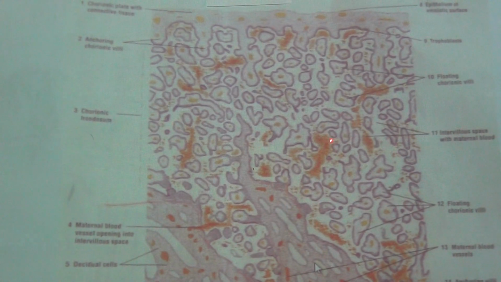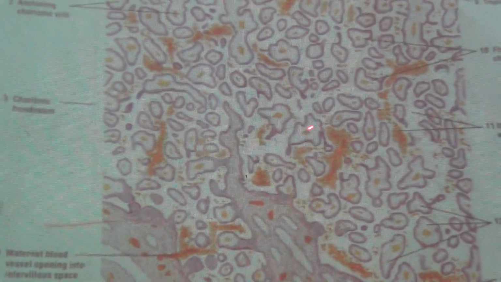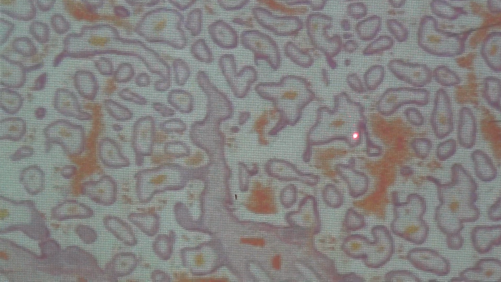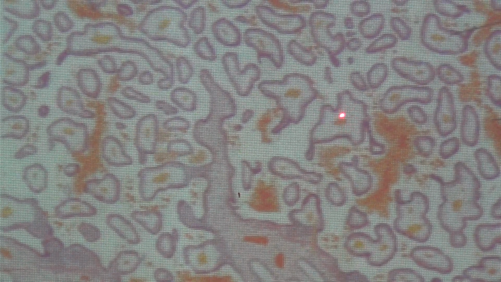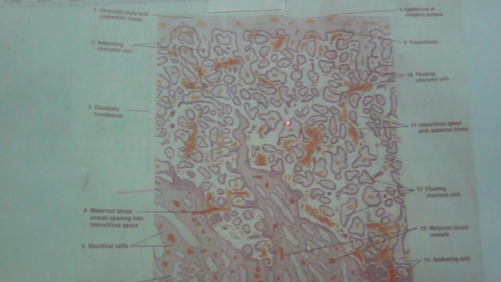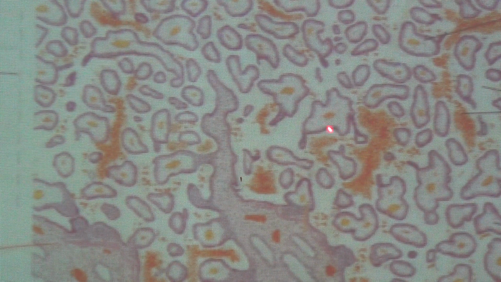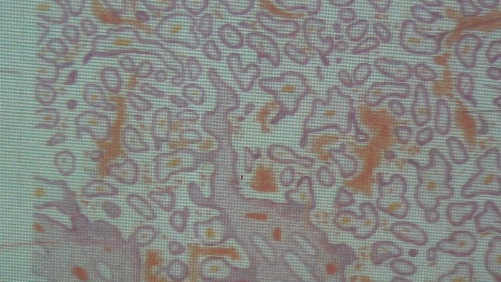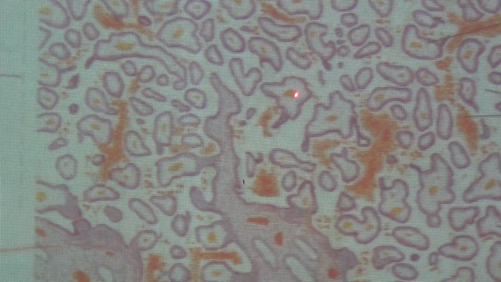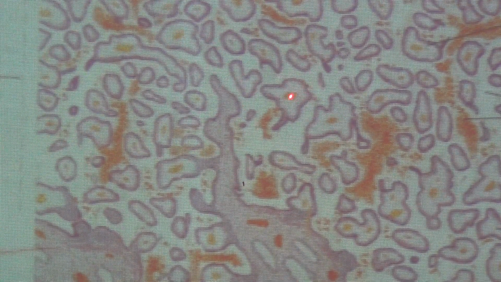Now each villus has a central mesenchymal part, containing mesenchymal tissue or embryonic tissue. Then this villus, in its outer portion, is covered by the trophoblast. The villi contain the fetal blood vessels.